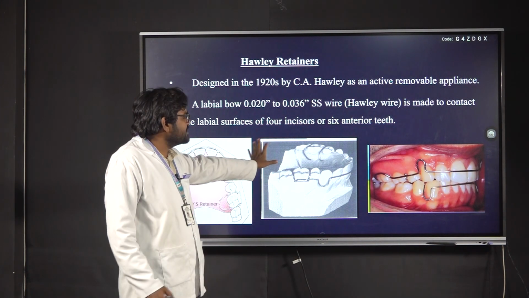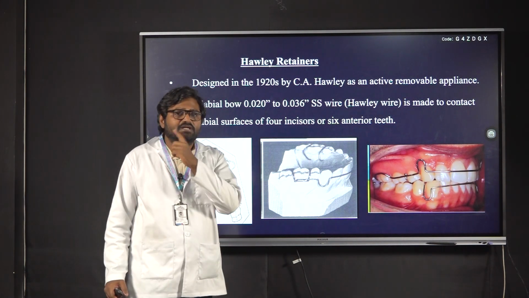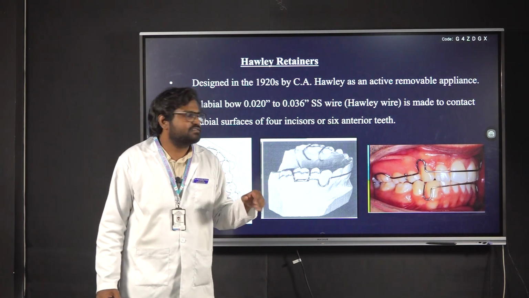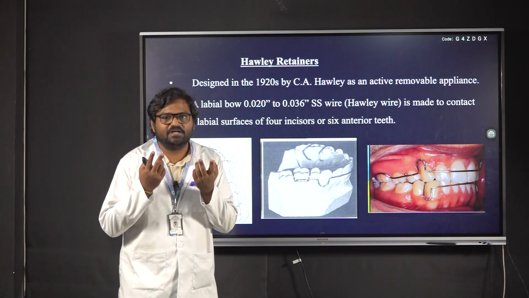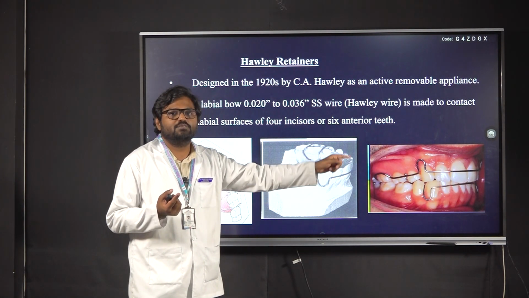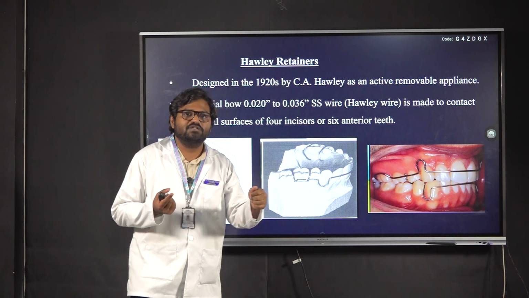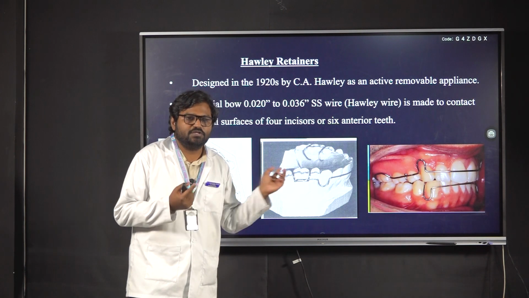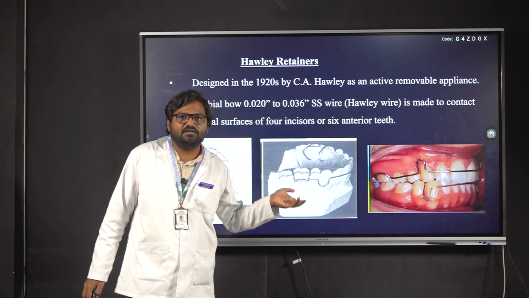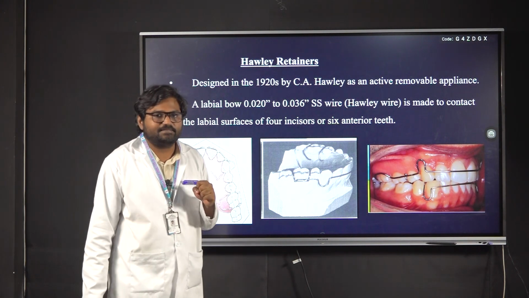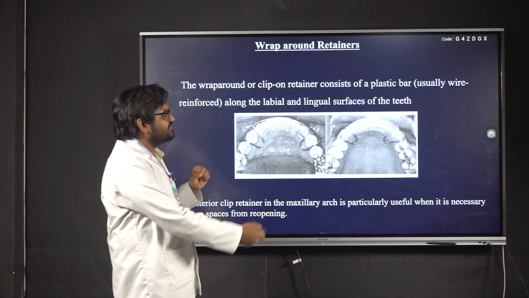In a Hawley's retainer, the labial bow touches all the prominent surfaces of the teeth passively. If some relapse occurs and a space is opening up, you can activate this labial bow by compressing the vertical U loops accordingly. So you can also use this Hawley's retainer as an active appliance to accommodate for the relapse. And next is a wraparound retainer.